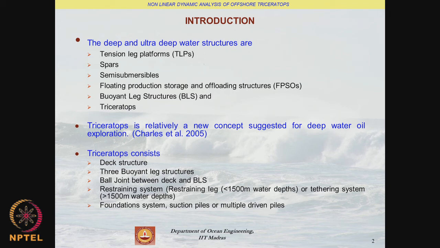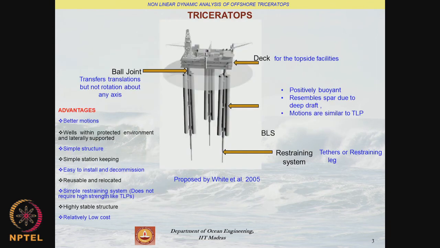It consists of a deck structure, 3 buoyant legs, ball joints connected between the deck and buoyant leg, and a restraining system similar to that of a tension leg platform, and of course, a foundation system. Please pay attention to the figure shown on the screen. Triceratops is a concept conceived by White et al. in 2000. It consists of a deck with all topside facilities. The ball joint is present between the deck and the buoyant legs. Usually the buoyant leg is not a single cylinder, it is a set of 3, 5, or 7 cylinders which are interconnected. However, each leg stays in isolation, they are not interconnected. Therefore, each set of legs has freedom to respond to the wave action independent of the influence of other legs on the deck.